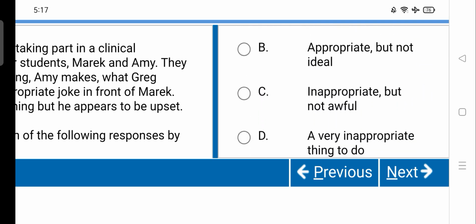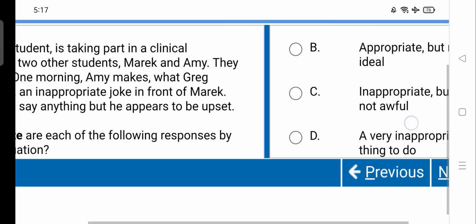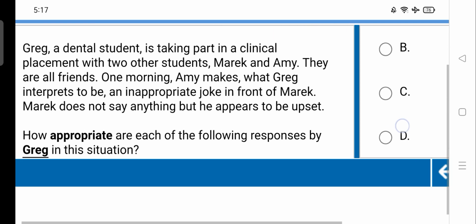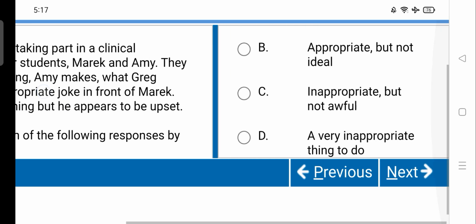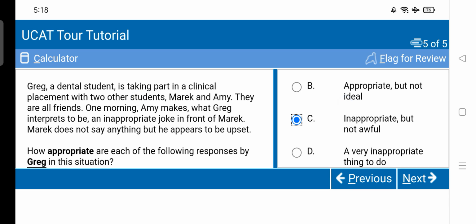So we have the right option, it could be C or D. Option C is inappropriate but not awful. Option D is a very inappropriate thing to do. And in the next line, he said that Marek does not say anything, but he appears to be upset. So we can say the right option could be C, that it is inappropriate. He felt it like that, but it's not that much awful. Okay, so we selected the right option C. Let's move towards the next screen.